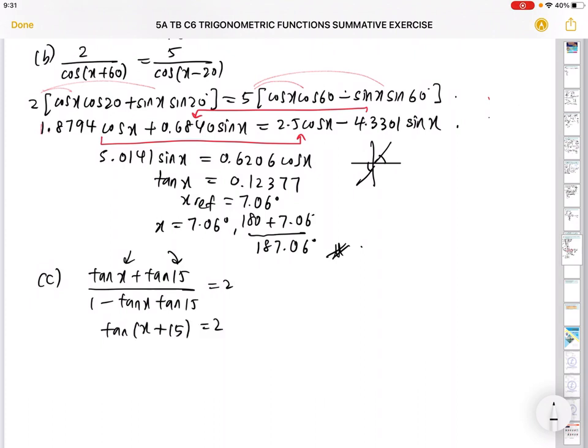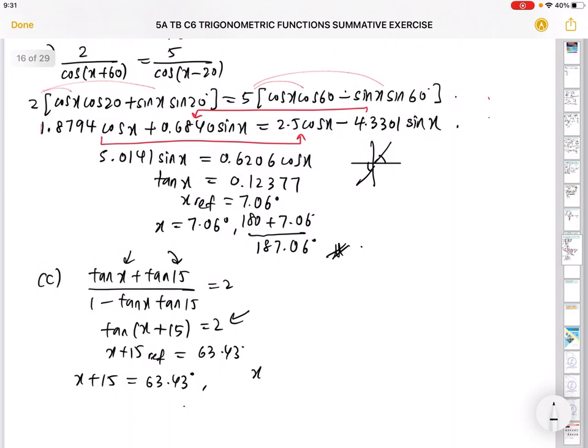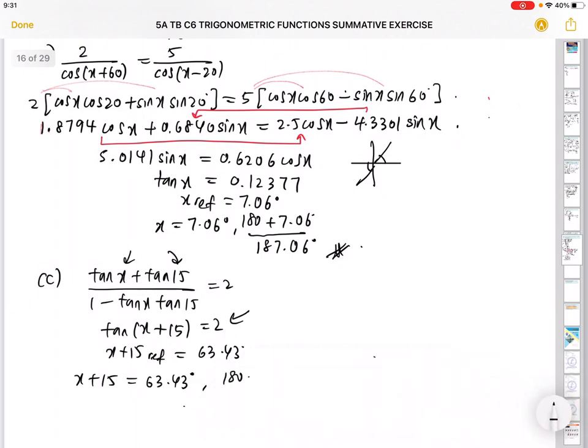Now we know this is positive 2. So tangent is positive, again, quadrant 1 and quadrant 3. I can just write it here. 180, quadrant 3, 63.43. Whatever you get, just minus 15. My first answer is 48.43. Second answer, 228.43.